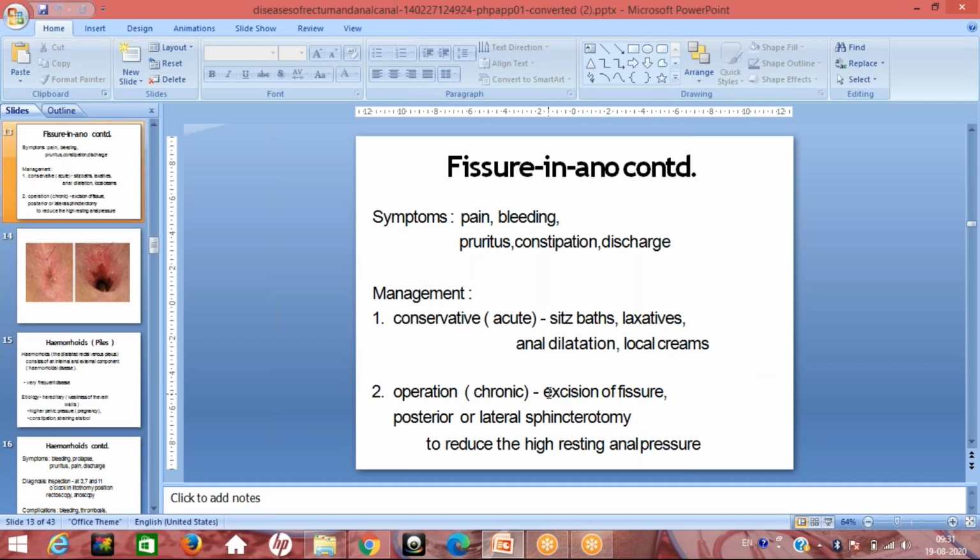Surgical management includes fissurectomy, but the most common factor involved is a high sphincter tone, so we perform a lateral anal sphincterotomy. I already discussed it in the previous class. We most commonly perform it in the left lateral position as it is easily accessible. At the level of the dentate line, we divide the fibers of the internal sphincter. This reduces the high resting anal pressure. We allow it to heal, and there are newer modalities like Botox injection and others.